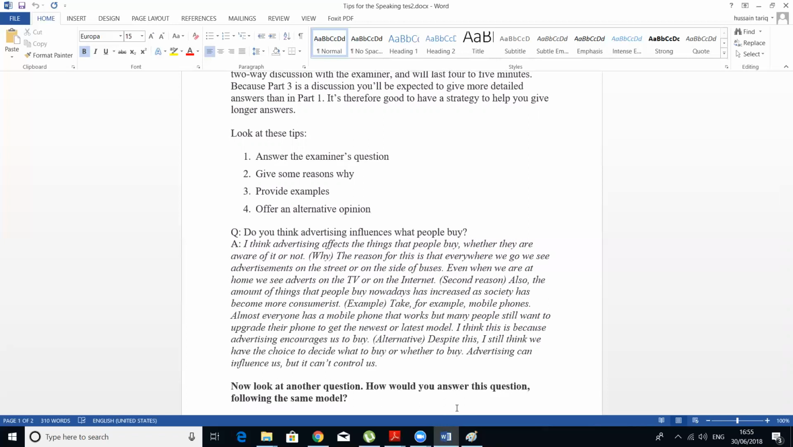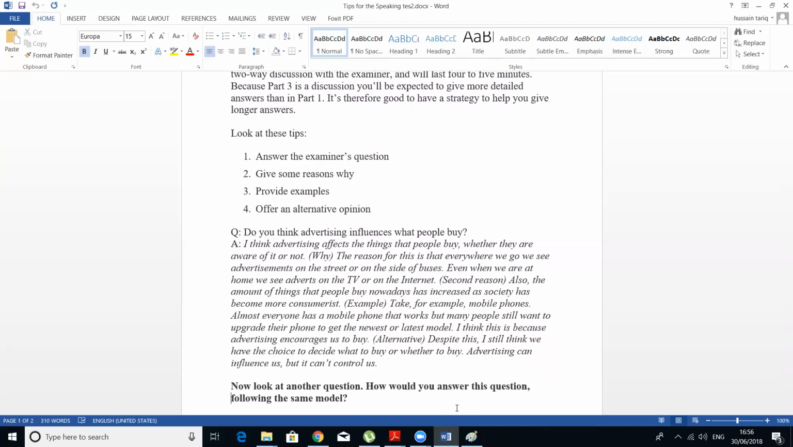The reason for this is that everywhere we go, we see advertisements on the street or on the side of the buses. Even when we are at home, we see adverts on the TV and on the internet. So that was the first reason. You give a second reason. Also, the amount of things that people buy nowadays has increased as society has become more consumerist. So you give 2 reasons, and then you give an example. Take, for example, mobile phones. Almost everyone has a mobile phone that works, but many people still want to upgrade their phone to get the newest or latest model. So that's an example.